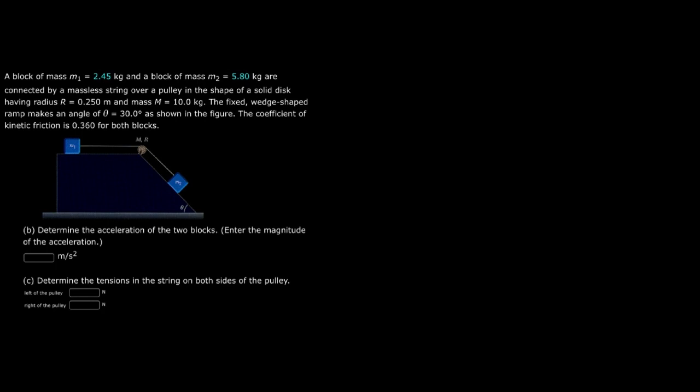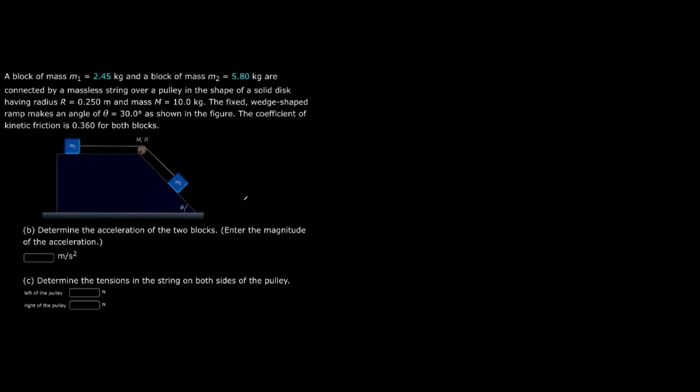We could assume that the wedge that these blocks are on is fixed in place, as well as the pulley itself. And the angle that this ramp makes with the floor, as you can see with theta, is a 30-degree angle, and you can see it in the figure below. And also friction will be in place, so this is not a frictionless system like some of our previous problems in Unit 4. And the coefficient of kinetic friction is going to be 0.36, and that's for both blocks. That's the entire ramp.